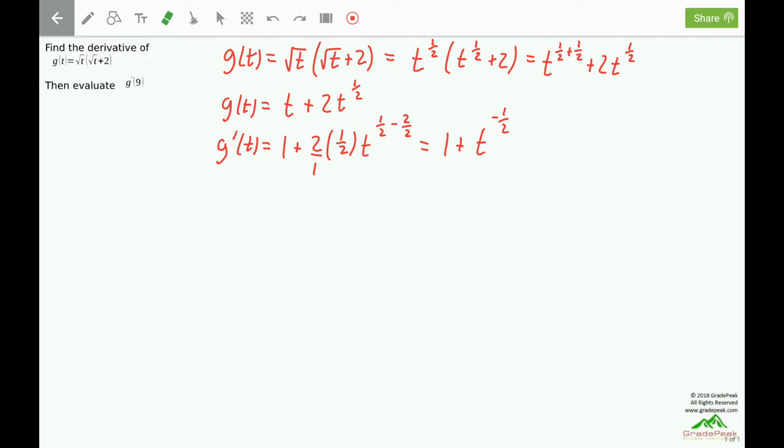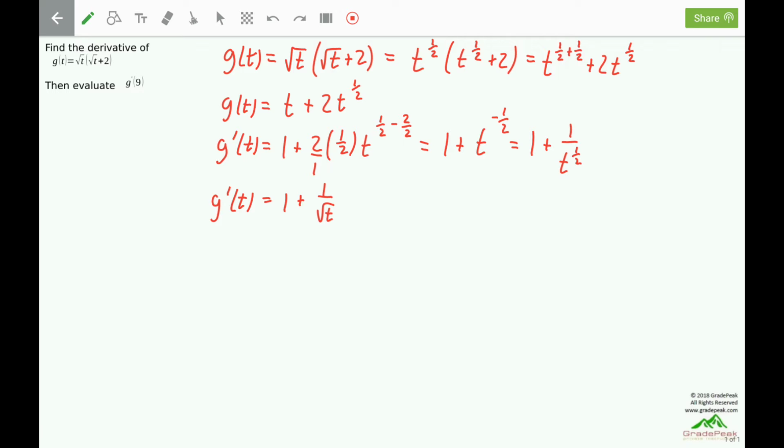Since that term came out to a negative exponent, we're going to want to rewrite it by moving it to the denominator and calling it a positive exponent. It'll leave a 1 in the numerator. And one more thing, if we want, t to the 1/2 means the square root of t to the first power, so we can rewrite this as 1 plus 1 over the square root of t.